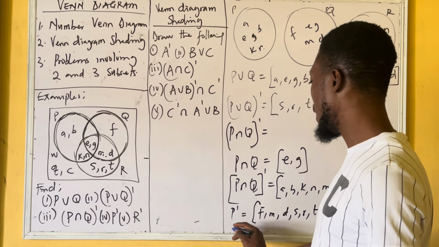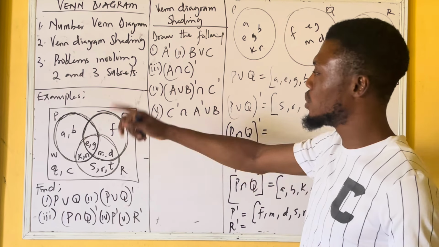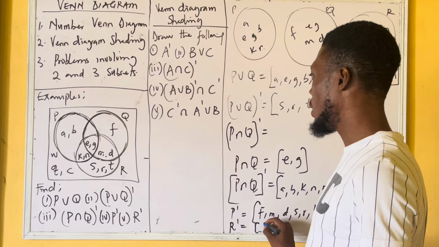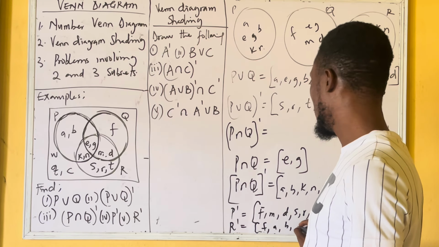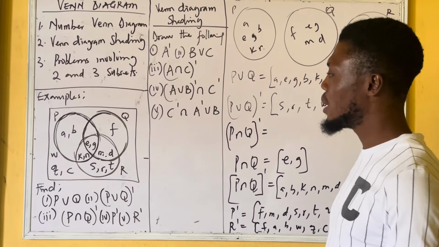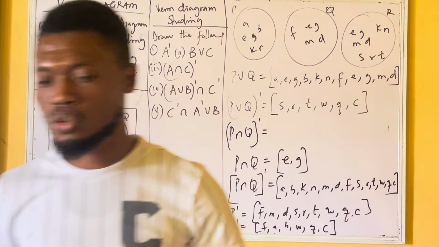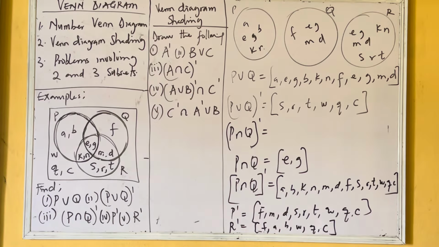That's P prime. Then R prime will be, if I remove all the elements of R, what is remaining? So I have F, A, B, W, Q, and C. So that is that regarding number. So when you see something like this, that's the way to go about solving it, okay?